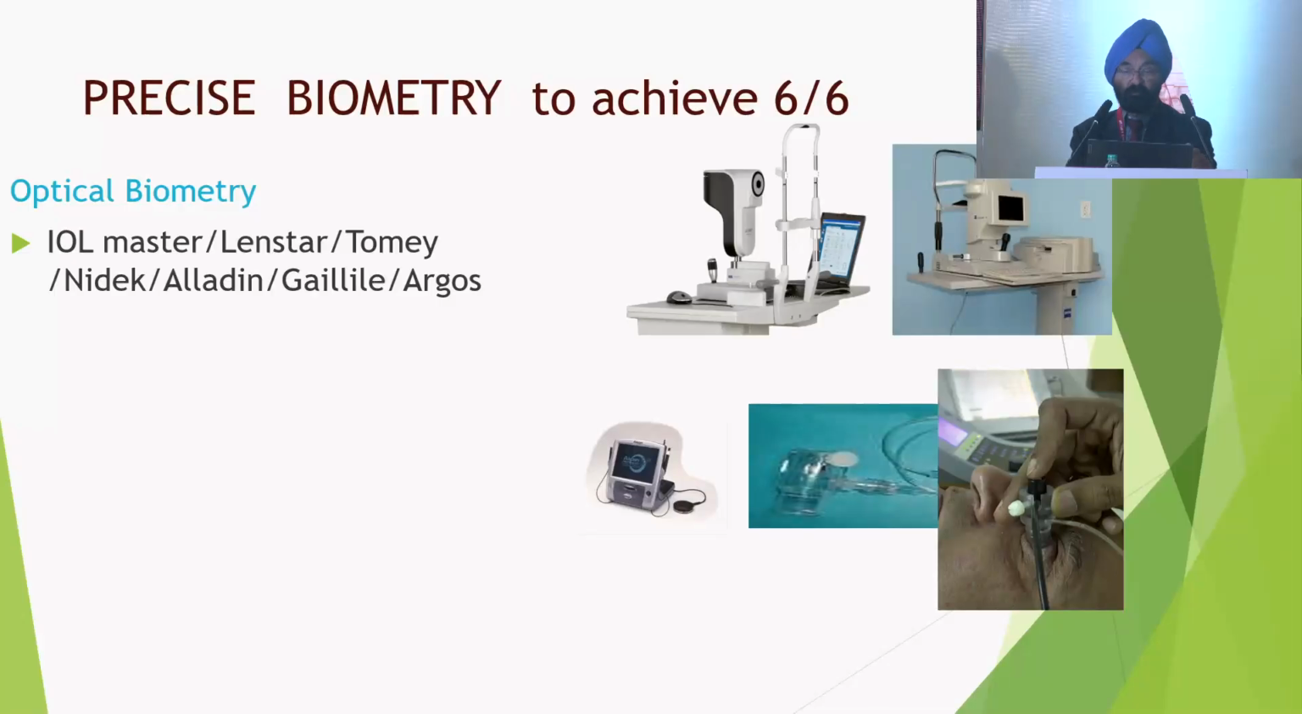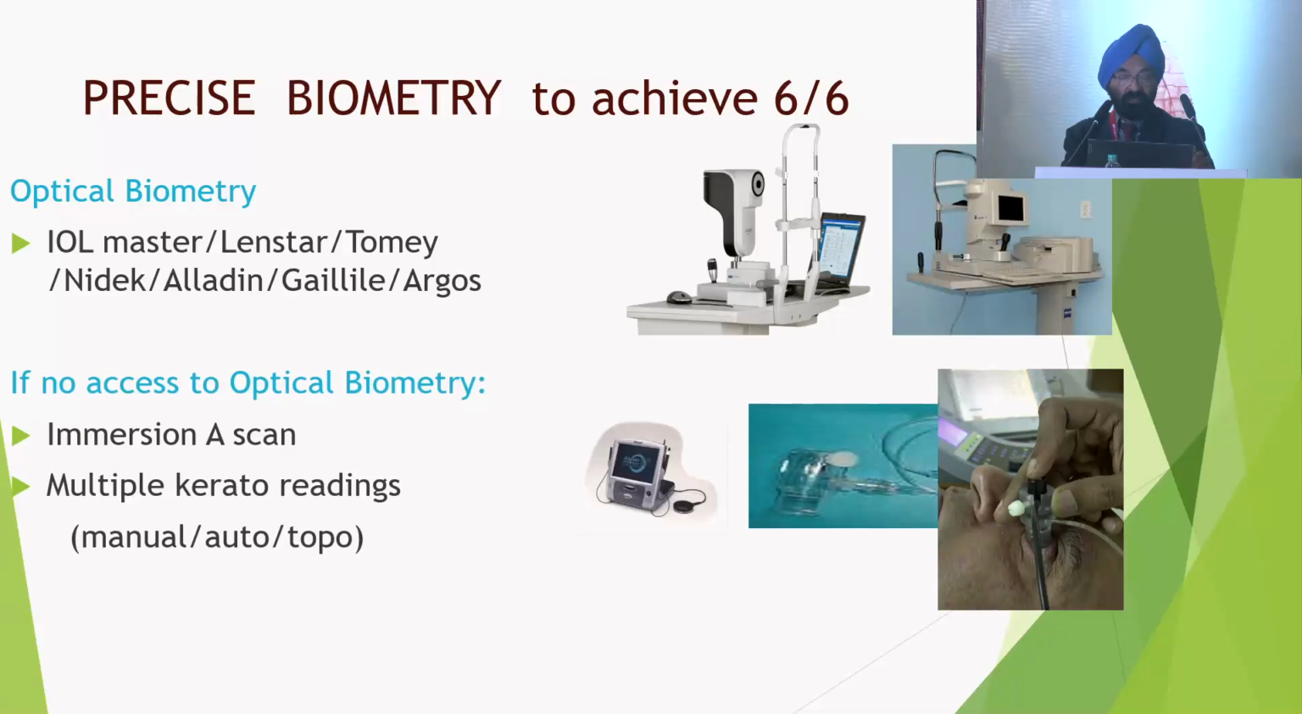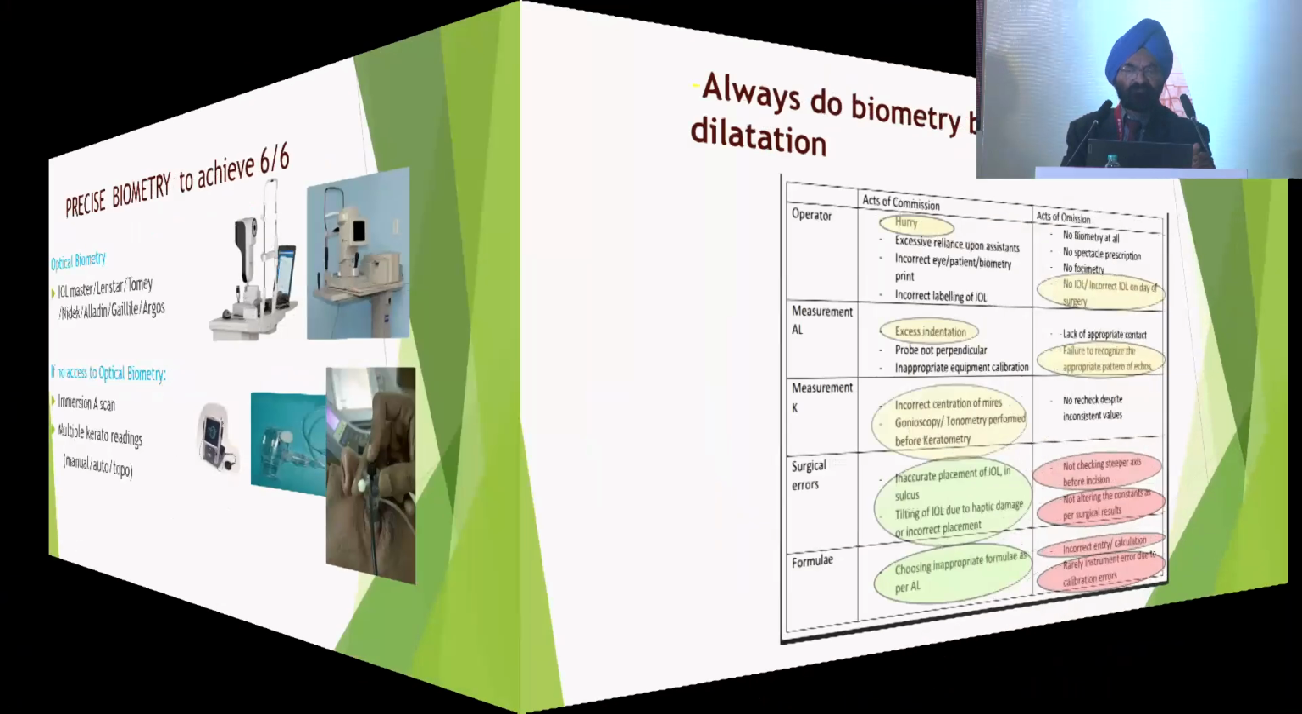Precise biometry should include an optical biometer, the latest ones, the swept source based, but don't be disheartened if you don't have them or there is no access to optical biometry. You can use immersion A scan, and you can take multiple keratometry readings, preferably on 3 devices, where you are not getting consistent keratometry readings.